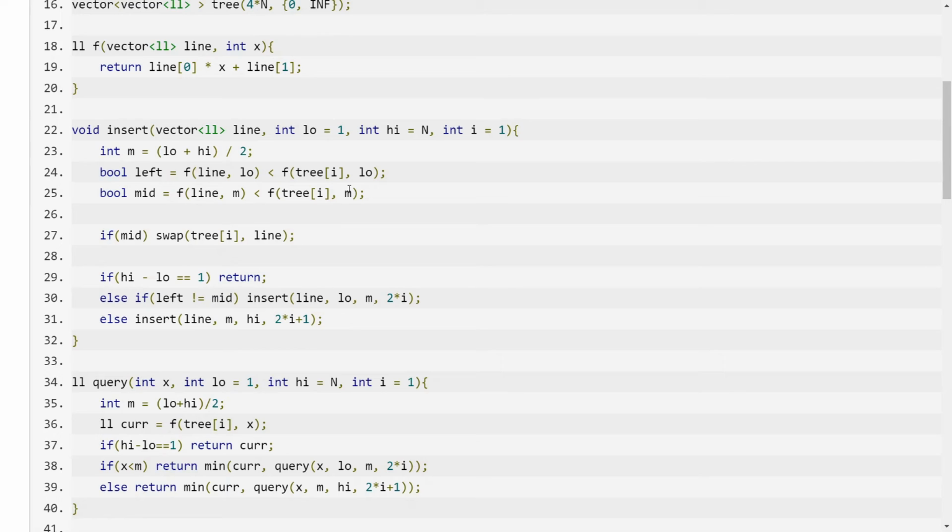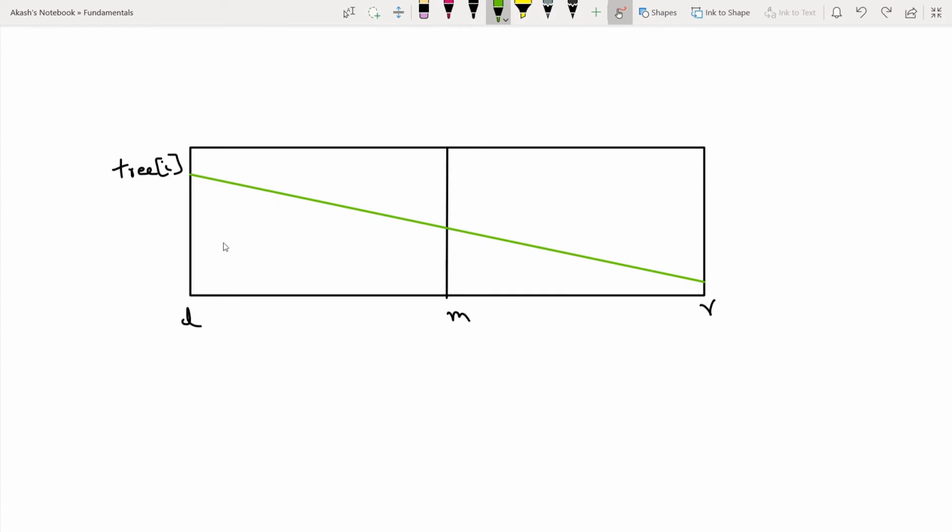So let's first understand what we are going to do with this mid and left. Let's just say this is our previous dominating line at node i, tree i, which ranges from L to R exclusive. Let's just say a new line came, something like this.